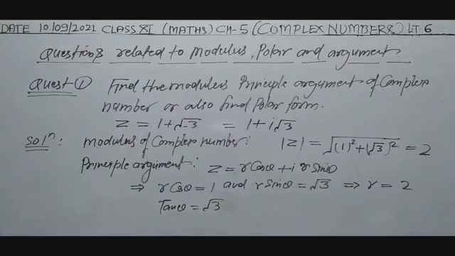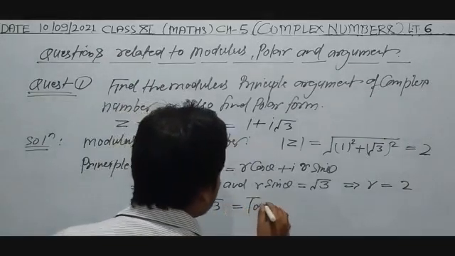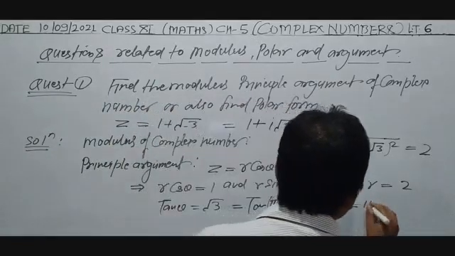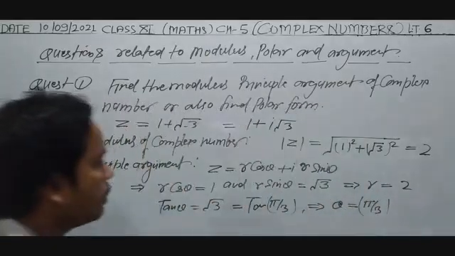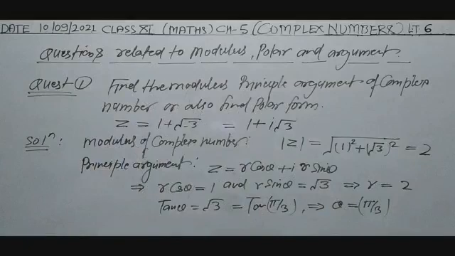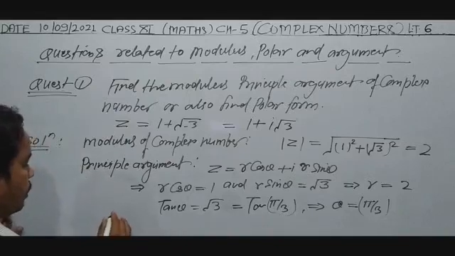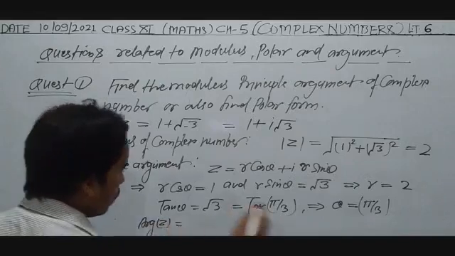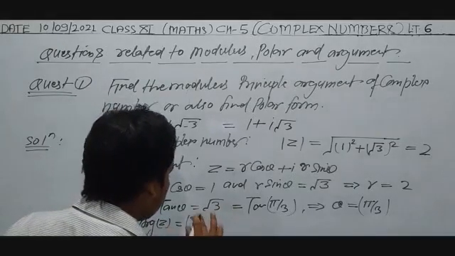Root 3 is positive, so we can write this as tan of pi by 3. This implies theta is equal to pi by 3. Pi by 3 means 60 degrees. So we have to find the argument. The argument will be equal to theta, and the theta value is pi by 3. So the argument of z is pi by 3. This is the second answer.